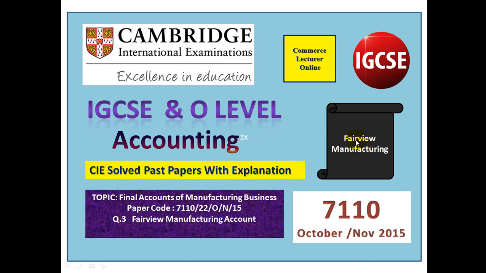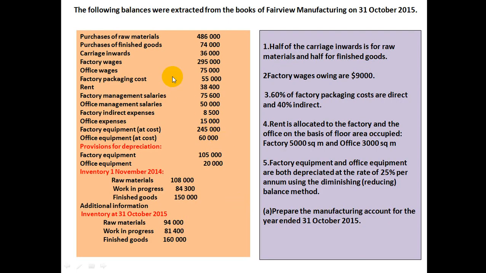We are talking about manufacturing business of Fairview Manufacturing. IGCSE and O-level paper patterns, code number 711022, October-November 2015. This is the question given to us. Following balances extracted from Fairview Manufacturing on 31 October 2015. This is their year end.